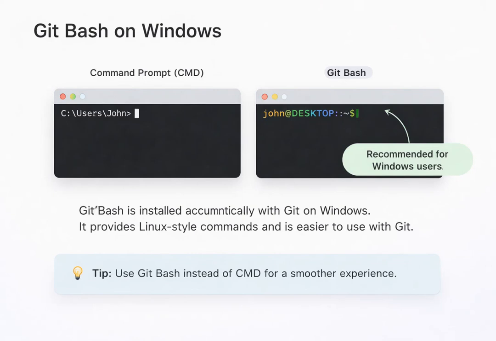For Windows users, when you install Git, it also installs something called Git Bash. Git Bash is a Linux-style terminal that runs on Windows. It's highly recommended to use Git Bash instead of the regular command prompt, because Git Bash gives you Linux-style commands which work much more smoothly with Git. You'll find Git Bash in your Start menu after installation. Just search for Git Bash and open it. It looks like a terminal with a $ prompt.